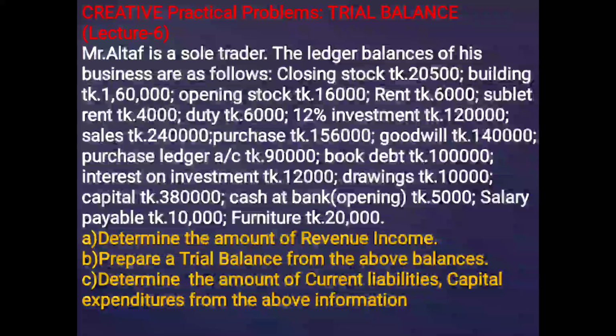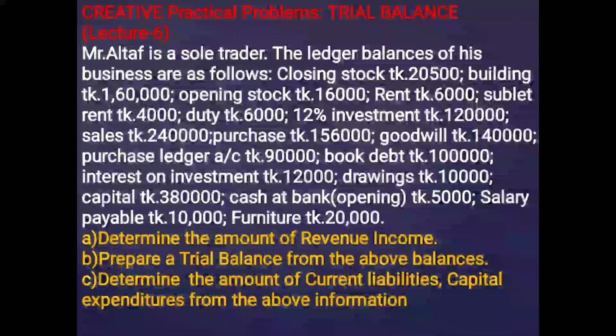12% investment, it is one kind of asset, that is a long-term investment, indicated as an asset, so it is debited in trial balance. Sales, the main source of income of any business, so it is treated as a credit balance. Purchase, the main item of expenditure of any business, that is debited in trial balance.